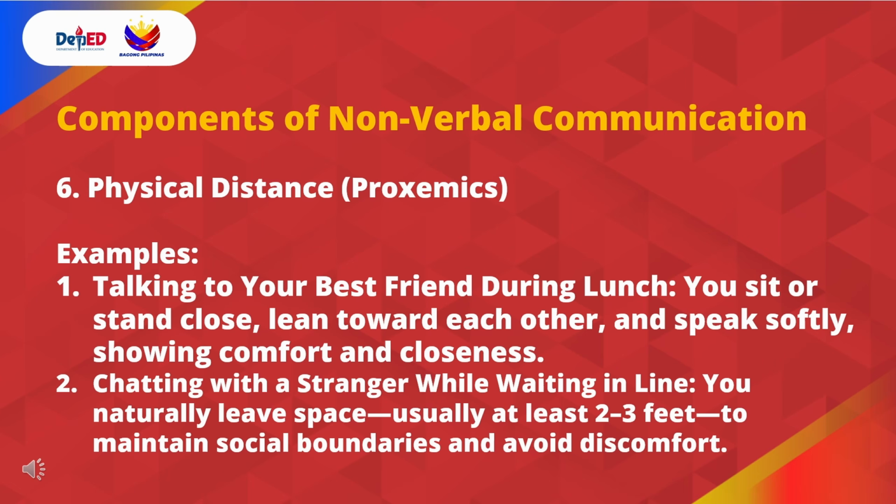6. Physical distance, proxemics. Examples. Talking to your best friend during lunch. You sit or stand close, lean toward each other, and speak softly, showing comfort and closeness. Chatting with a stranger while waiting in line. You naturally leave space, usually at least 2 to 3 feet, to maintain social boundaries and avoid discomfort.